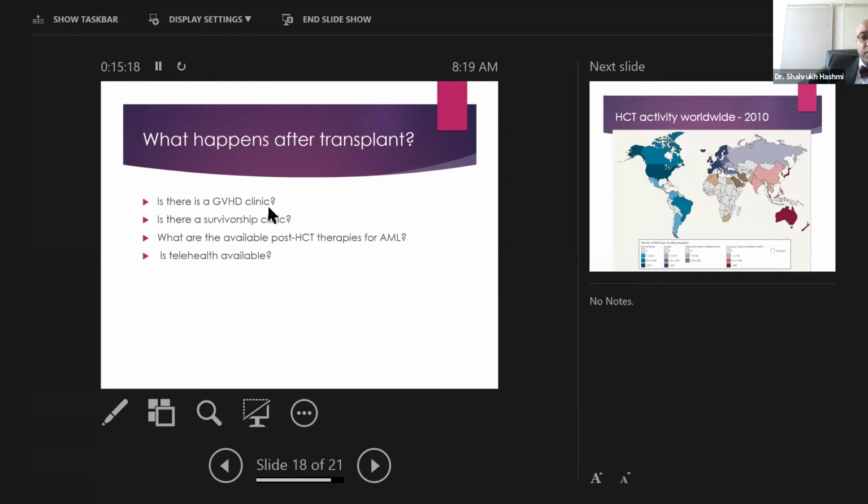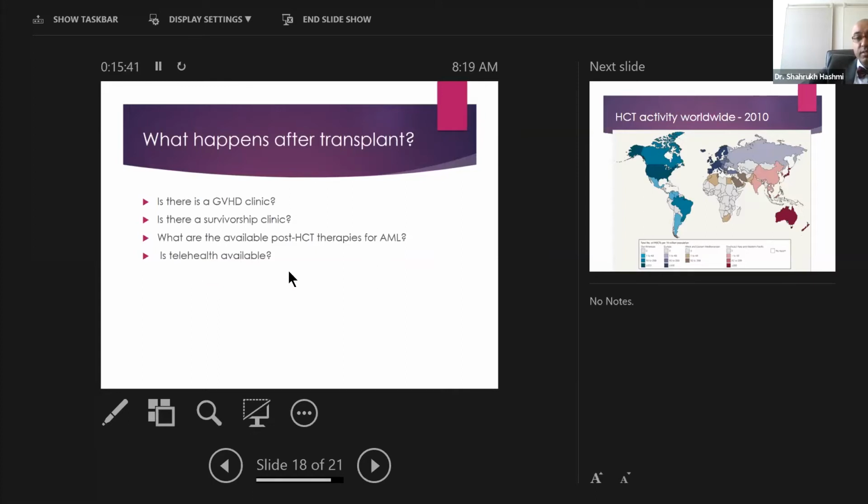Is there a graft versus host disease clinic in the center? Is there a survivorship clinic in the center, like long-term follow-up? What post-transplant therapies are available for AML? If it relapses, then what happens? You've got midostaurin, sorafenib, azacitidine, second transplant availability, or absolutely no. You've got to discuss these things. You've got DLI availability or not.